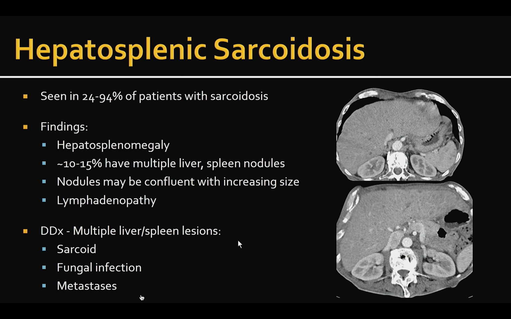Again, this is the differential diagnosis I would think of most often when I see multiple liver and spleen lesions, and so it's important to get clinical history to provide the most likely diagnosis, but ultimately you may have to biopsy either a lymph node or potentially the liver or spleen if there's no accessible lymphadenopathy.